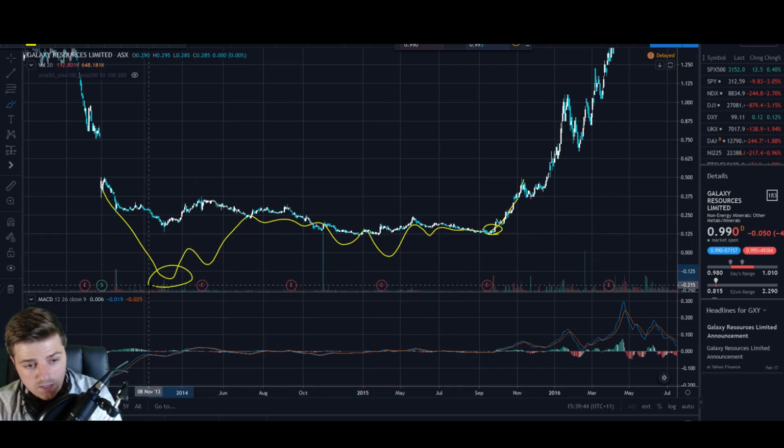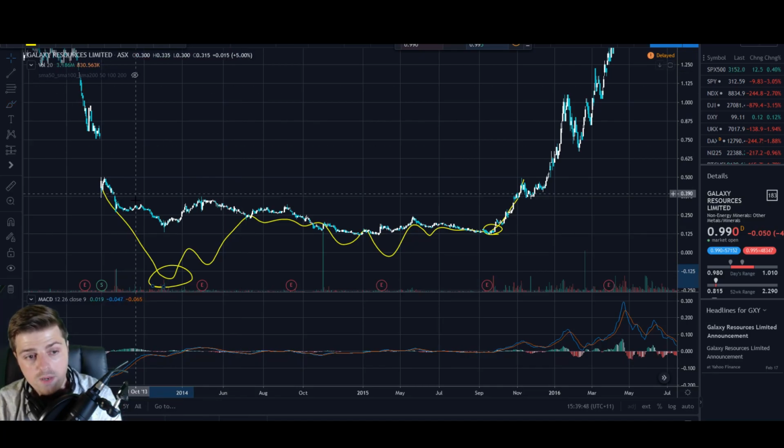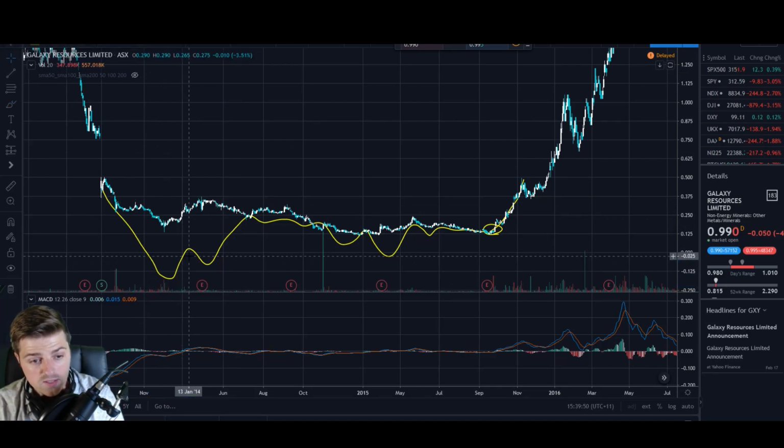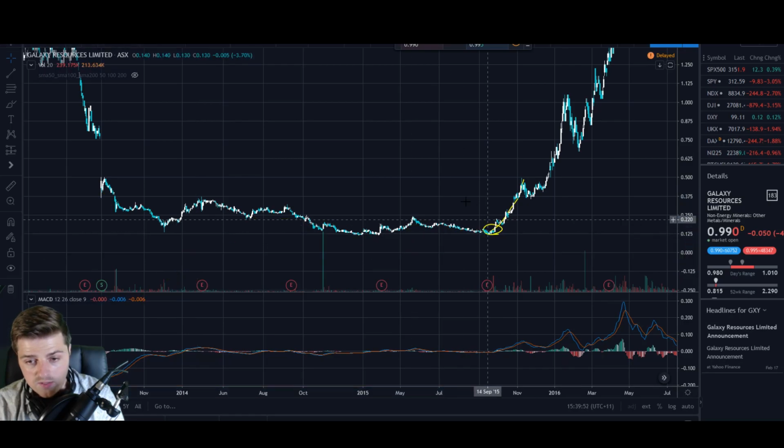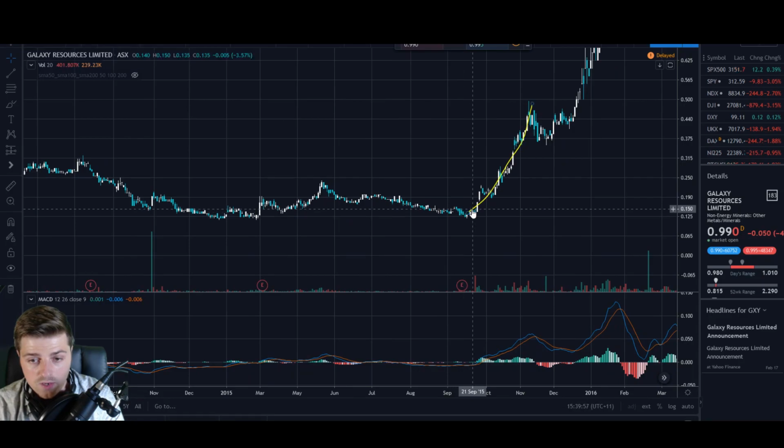This would not be your starting point for the Fibonacci. You don't want to pick the very bottom of the chart. You simply want to pick the bottom of the trend that's starting. So in this case, we can see it's quite clearly starting around this point in time.